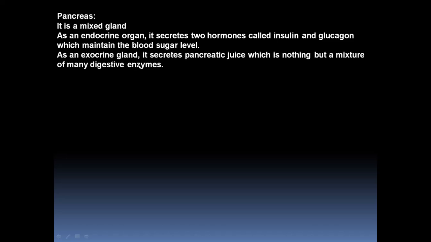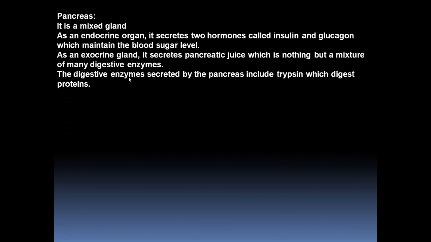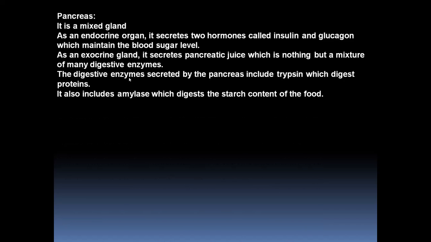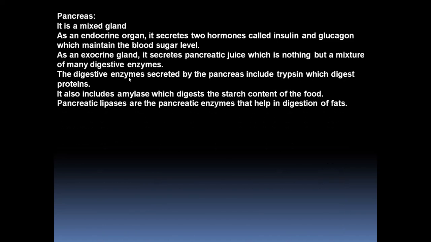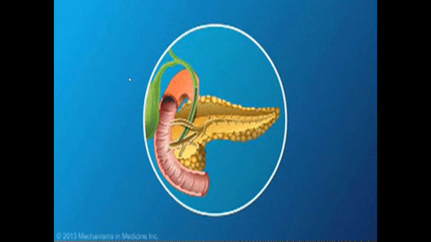As an exocrine gland, the pancreas secretes pancreatic juice, which is nothing but a mixture of many digestive enzymes. The digestive enzymes secreted by the pancreas include trypsin, which digests protein, amylase, which digests starch, and pancreatic lipase, which assists the digestion of fat.